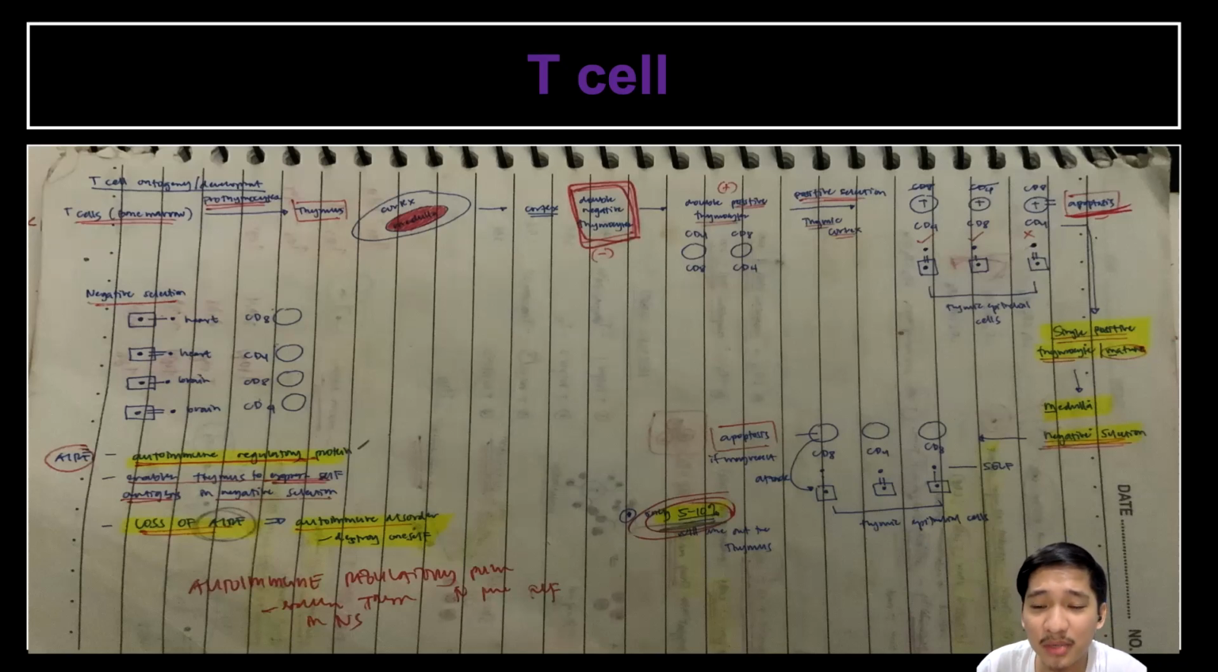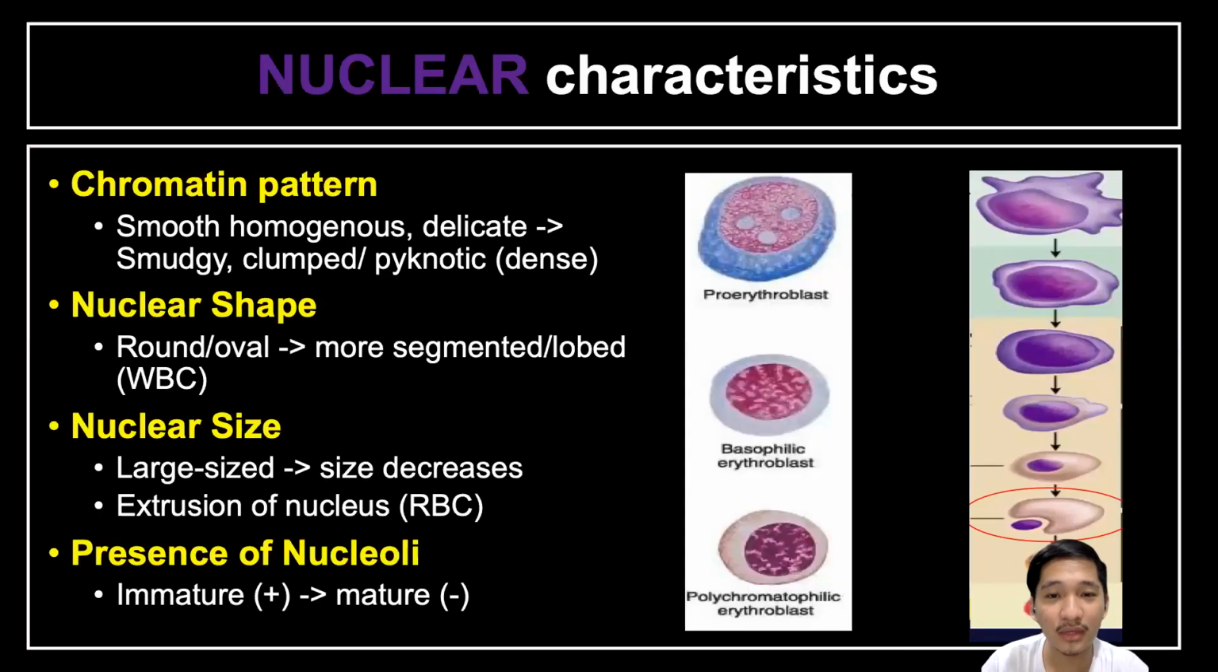So from the 100% of prothymocytes that entered the cortex down to the medulla, only 5 to 10% will come out from the thymus to be released into the peripheral blood. So that is how our T cells are produced in the body.